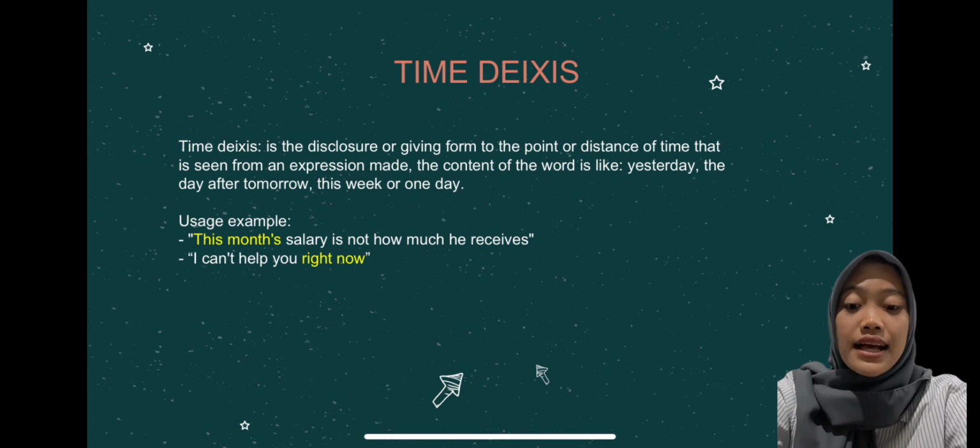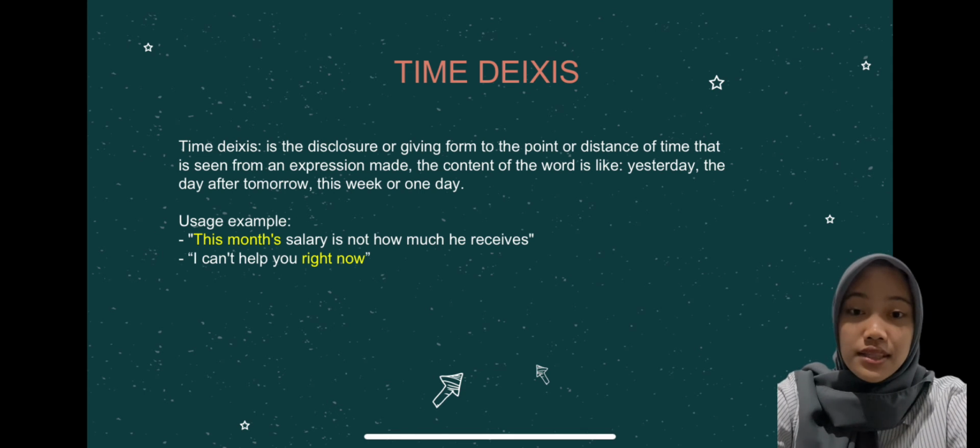So the next is time deixis. It is the disclosure or giving of a point of distance of time that is seen from an expression made. The content of the word is like yesterday, the day after tomorrow, this week, or one day. Usage example, the first is: this month's salary is not how much he received this month. So second: I can't help you right now. The right now is the time deixis.